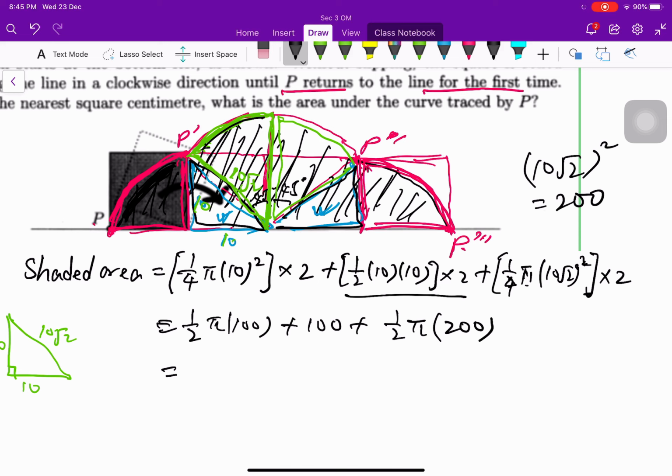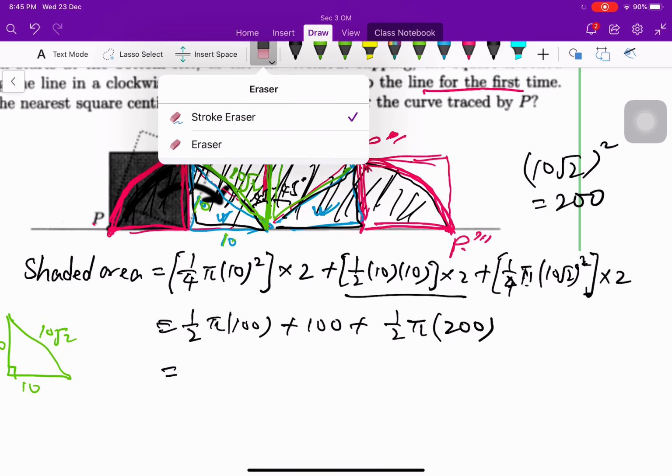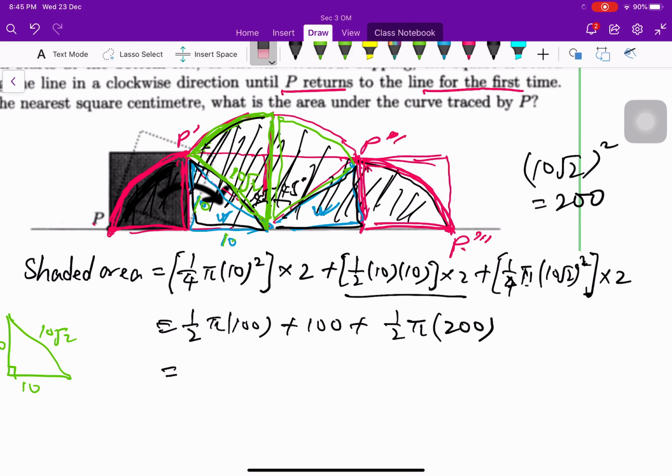Oh, sorry, I think I made a mistake. I think this part here I don't need to times 2. Can you see that this part here there's no 2? Sorry, I made a mistake. This part here there's no 2. Right, therefore, let me clarify this part here.